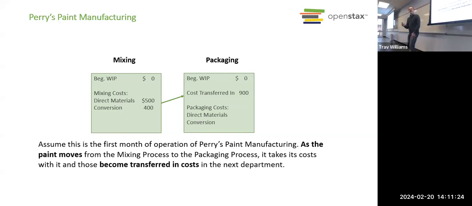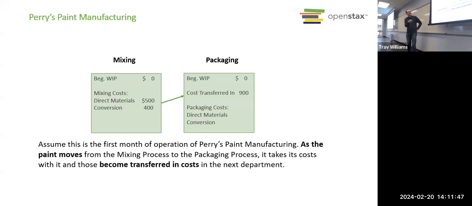So I guess this is back to a cookie example. We've got a mixing department and then the packaging. Oh no, paint. That makes more sense. Cookies, you'd have to cook, right? This would be paint. So they mix the paint and then they package the paint. So here we've got the mixing department.